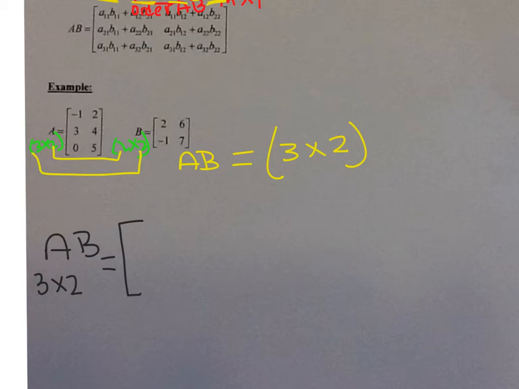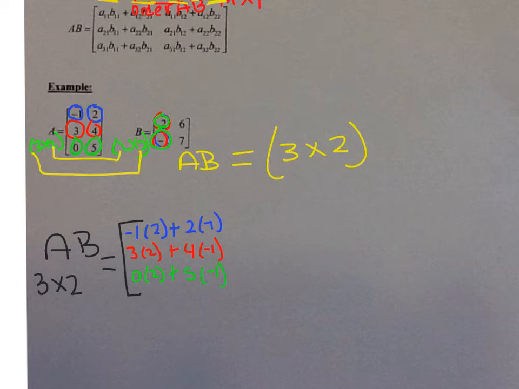All right, so I'm going to start with this number here. I'm going to just change my colors. I'm going to multiply negative 1 times 2. Right, so I do negative 1 times 2, add it to 2 times negative 1. All right, then go to the next row. So it's going to be 3 times 2 plus 4 times negative 1. And then go into the next row. So it's going to be 0 times 2 plus 5 times negative 1.